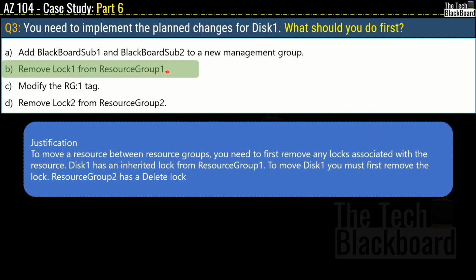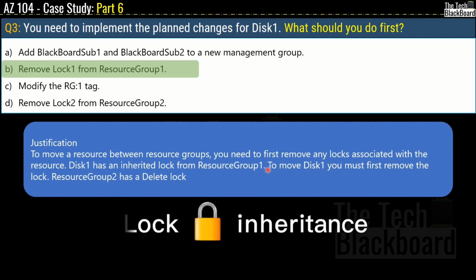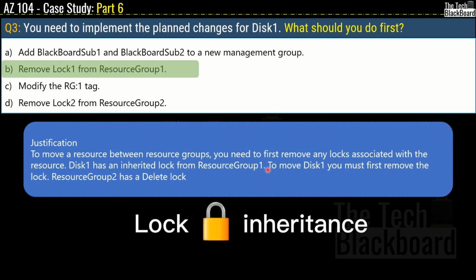Because actually we have to do the changes in disk 1. The reason is that disk 1 has inherited lock from the resource group 1. So basically my friends, in case you're working in Azure, please remember that whenever you have a lock on the resource group level, the same lock or the lock type is also inherited by the resources under that resource group. And that's why we have to remove the lock from the resource group 1. I hope you understood this logic of lock inheritance.